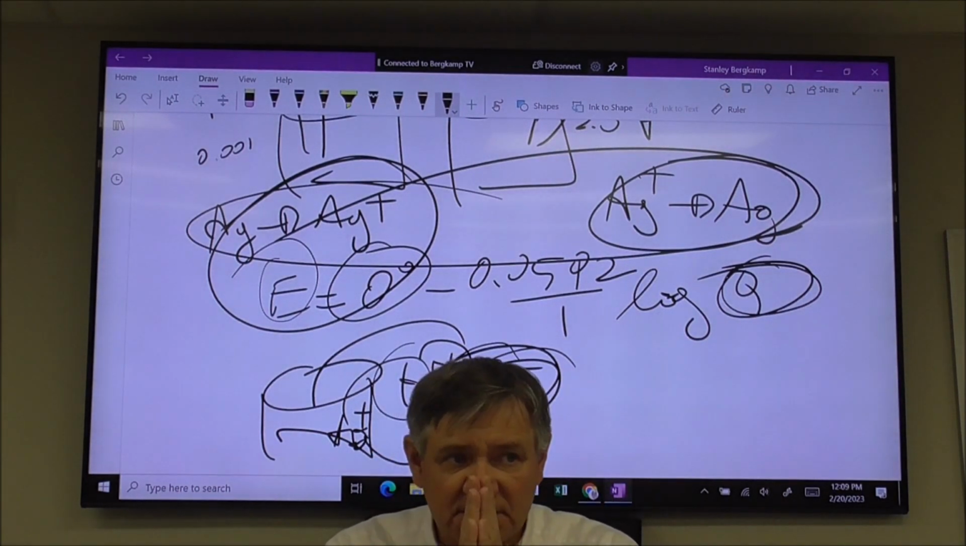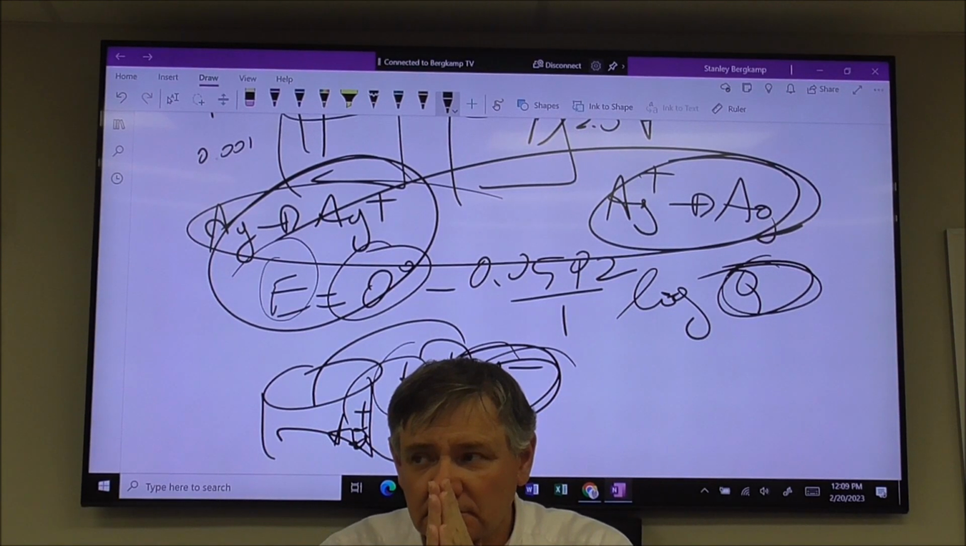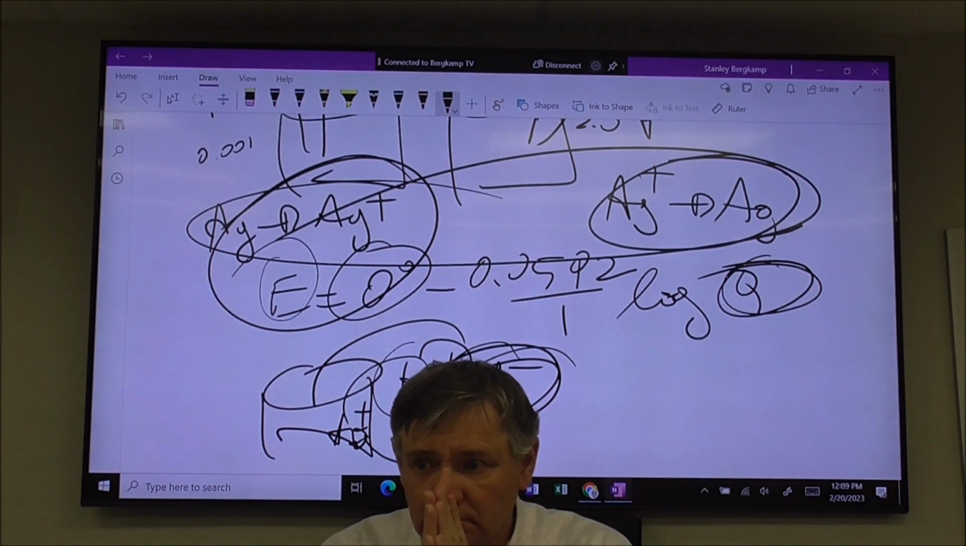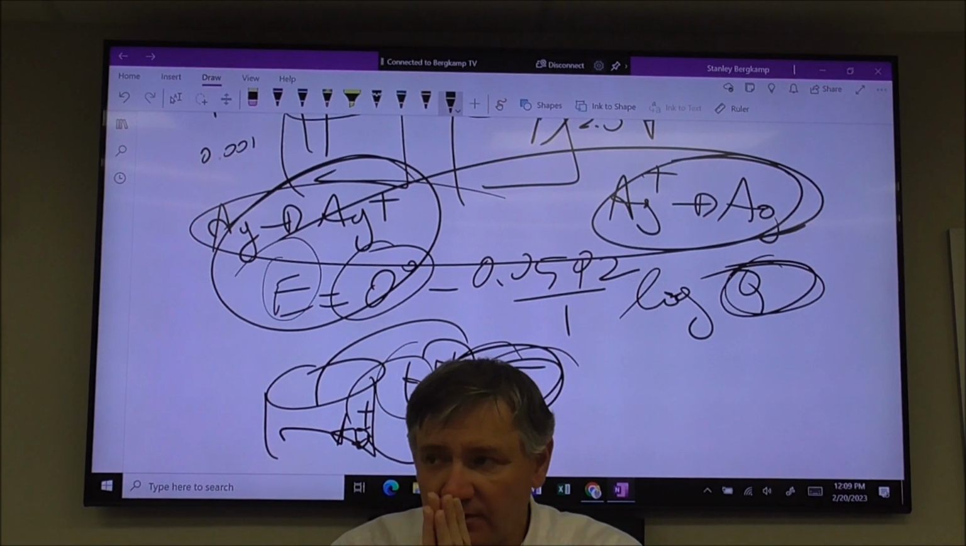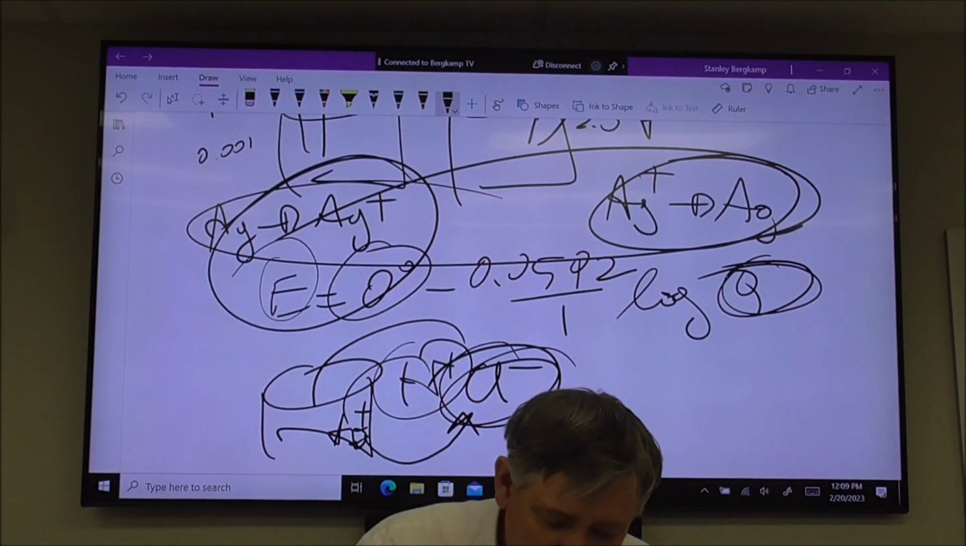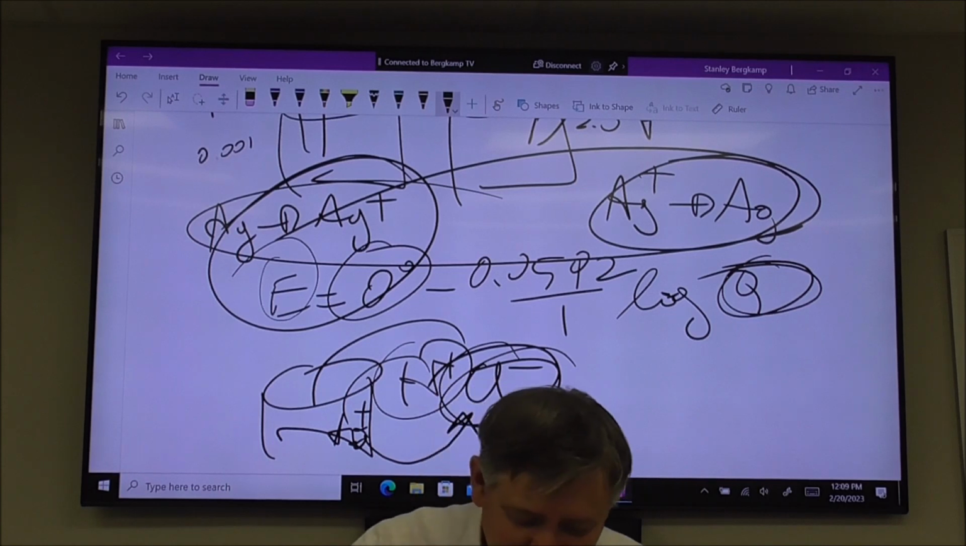Okay, any questions on the lab? Evan? How would we explain which one is the anode without saying that's where oxidation occurs? That's about all you can do. Well, it specifically says that on number 10. Oh, on number 10. Okay. It's impossible.